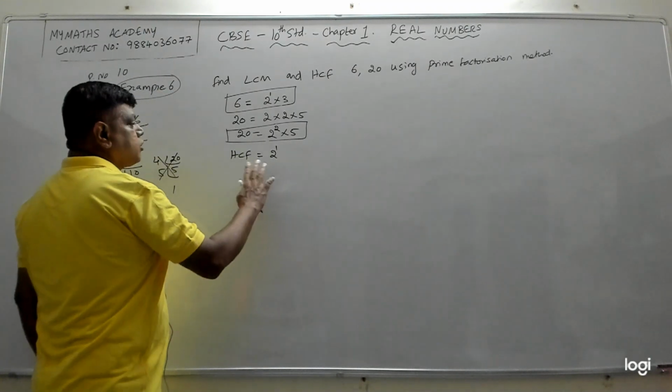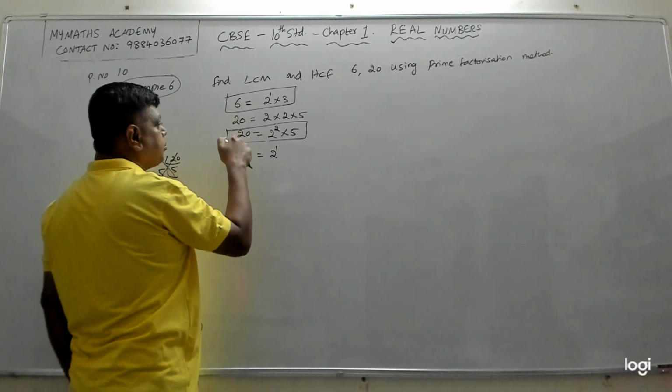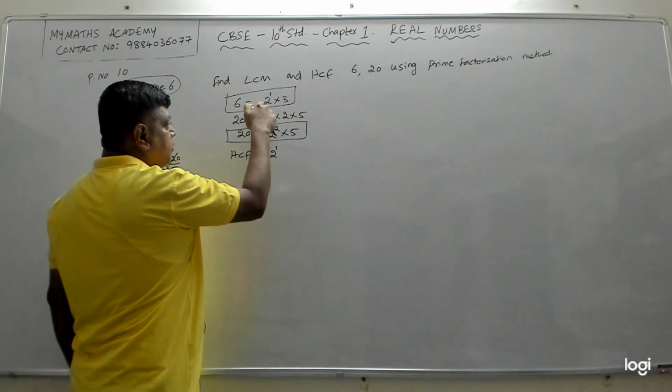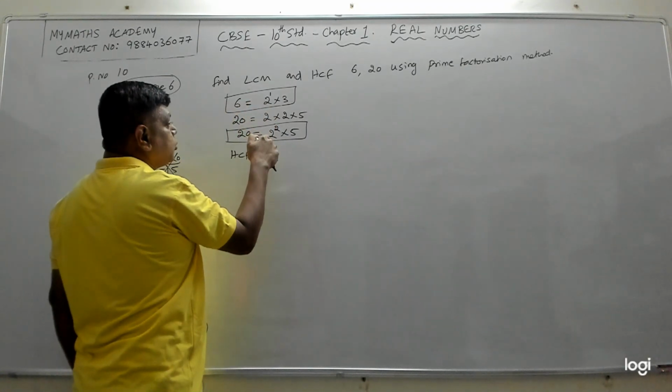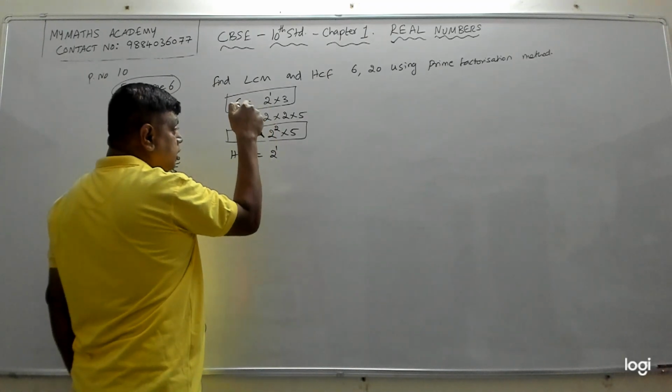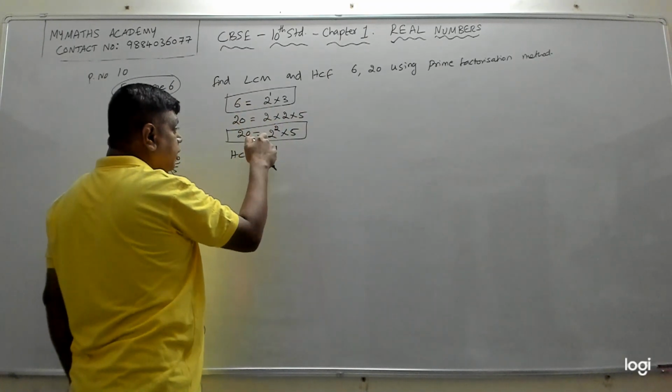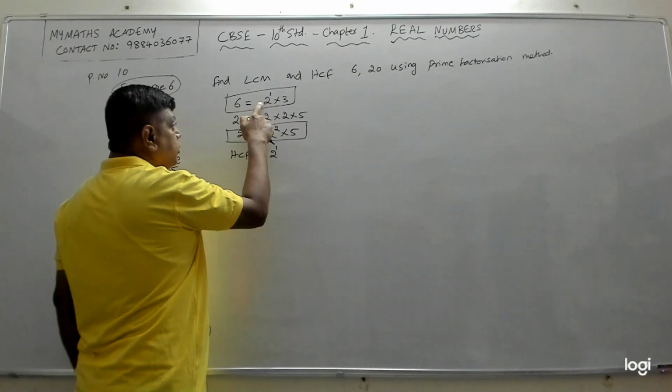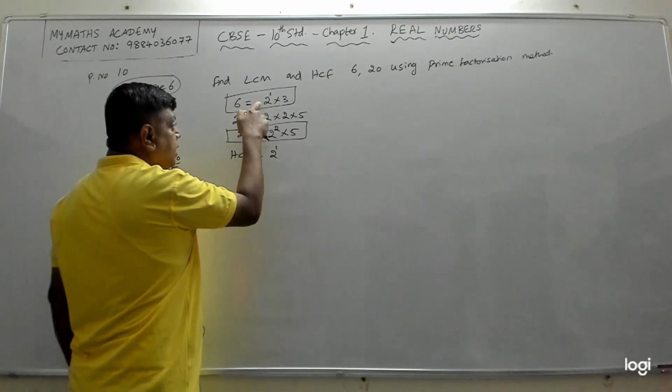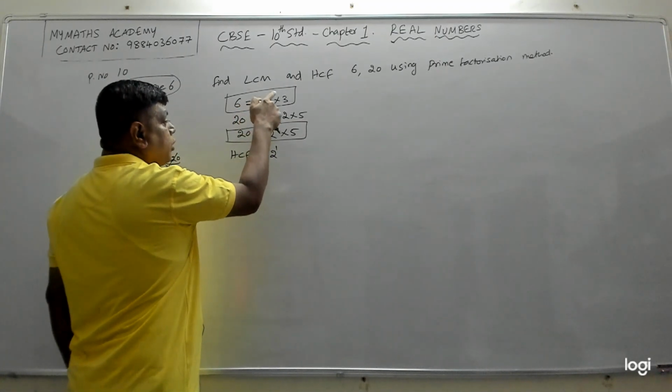Right? So that's all. Among these two numbers, if you write them as prime factors, which are the common prime factors here? 2. 2 is present in both. Then we should consider only 2, not other numbers. Then in that 2, see what is the power of 2 here? 2 power 1. What is the power of 2 here? 2 power 2. Which has the lowest power? This, so write that. So this is HCF.